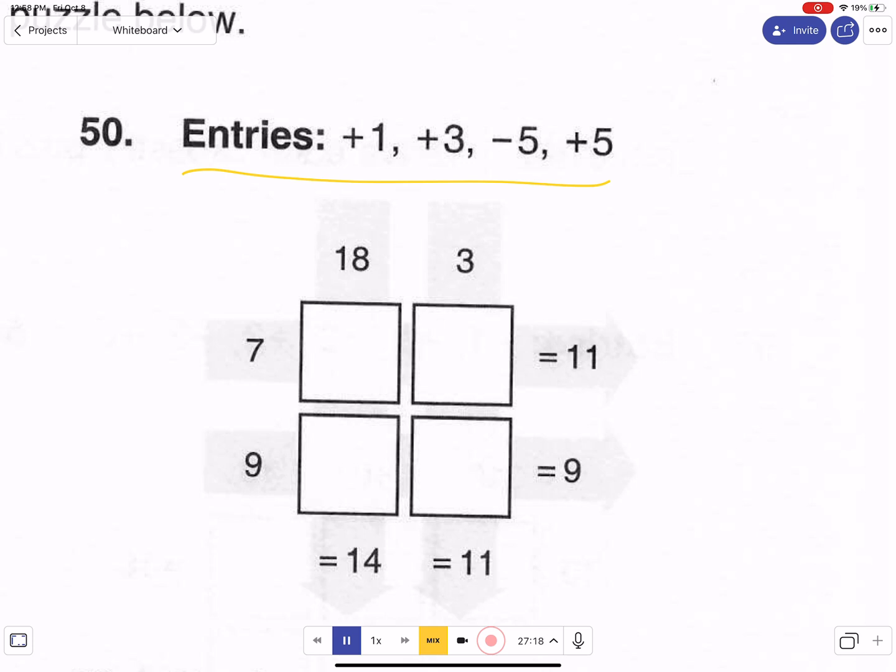So let's do this column first. 18 equals 14. So this would be a minus problem because we're getting from a bigger number to a smaller number. So 18 minus what number would equal 14? If you said minus 4, you're correct. So 18 minus 4 equals 14. So we need to break this up into 2 numbers now. So which 2 of these equals minus 4?